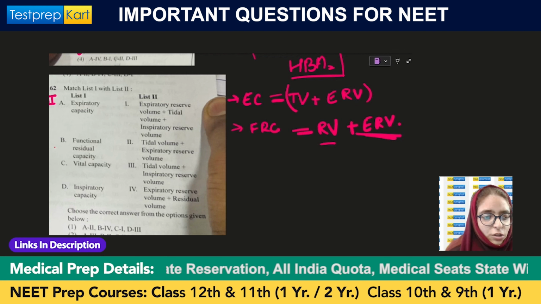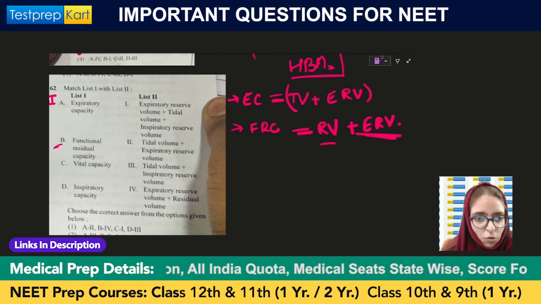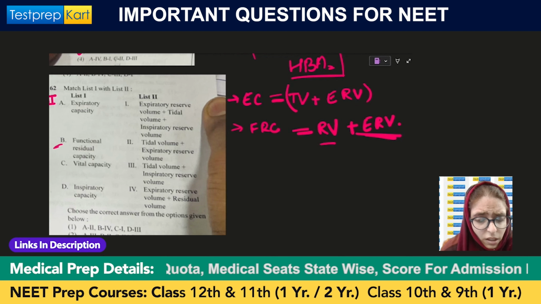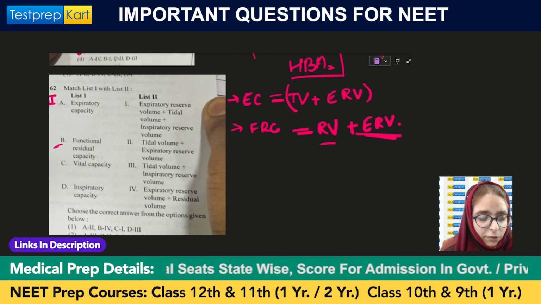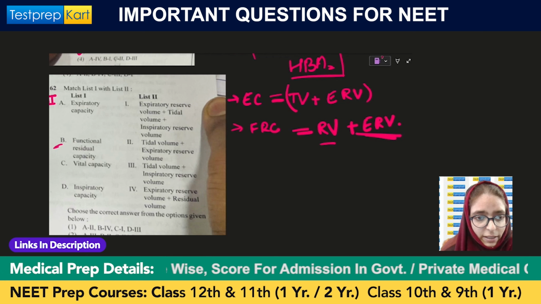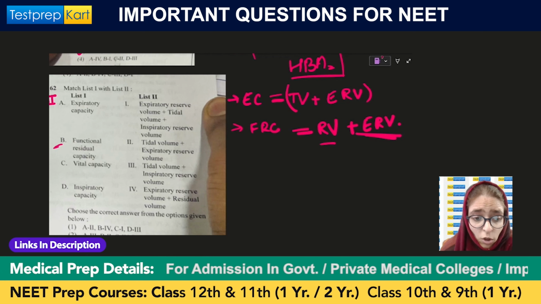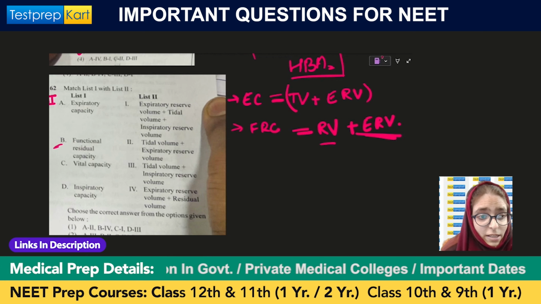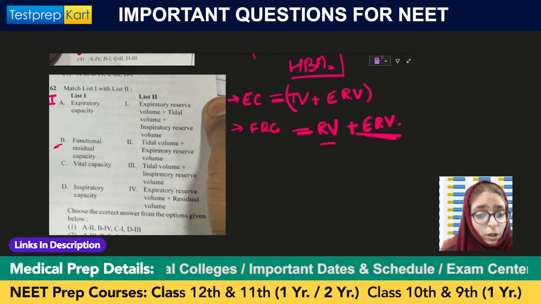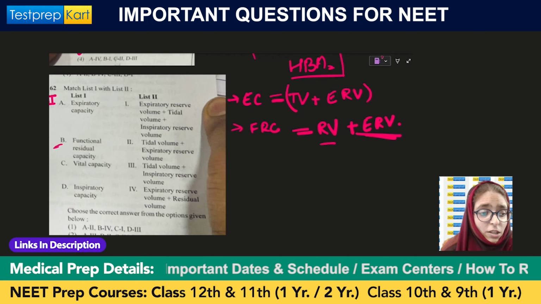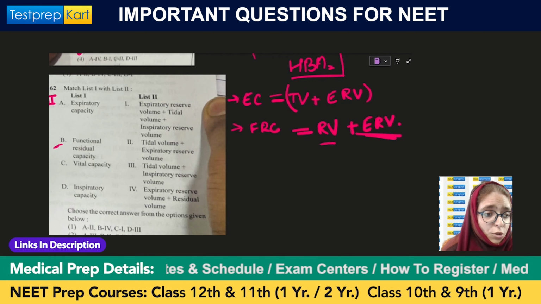So according to part B, what will be the suitable option for this? ERV plus tidal volume is not correct. Tidal volume plus expiratory reserve volume will not be the correct option, as this is already tidal volume and we don't need this. Expiratory reserve volume plus residual volume, that means this is the suitable one. So we will mark it as option number 4.